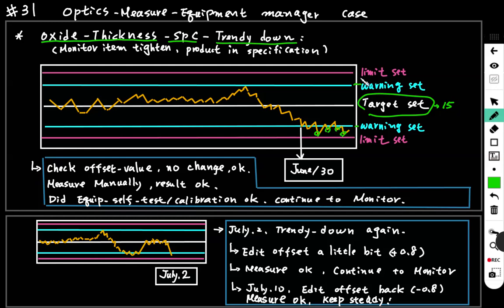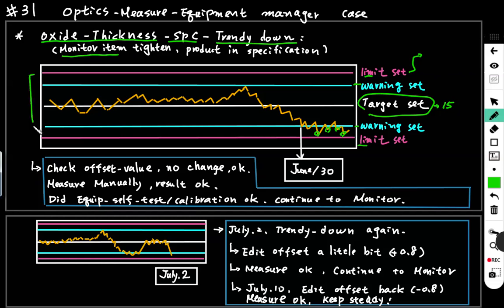And this is the limit set. Over the limit set, we are going to send the alarm to the engineer also, and we're going to let the process engineer decide to hold the product during this period. This SPC chart belongs to a monitor item.